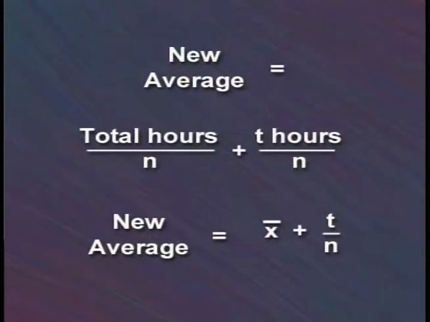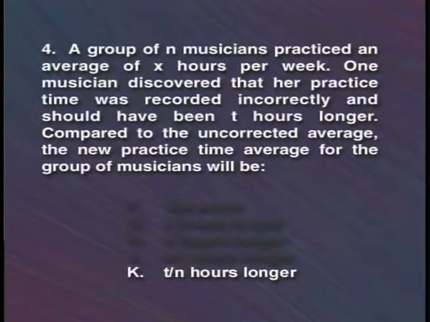Let's divide N into each part of the numerator. The new average then becomes 2 fractions. Total hours divided by N plus T hours divided by N. The new average is thus the old average plus T divided by N. The new average is T divided by N hours longer. The correct answer is K.